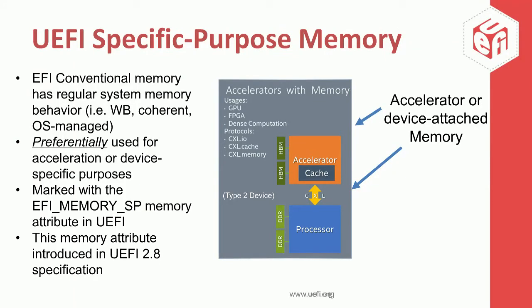The second thing that we've introduced is, as I mentioned earlier, the notion of a specific purpose memory. If you look at a type 2 CXL device, it typically has an accelerator with a processing engine in it, and then there could be local memory on that device. Arguably, that memory is best used for whatever purpose that accelerator is solving at a given point in time.